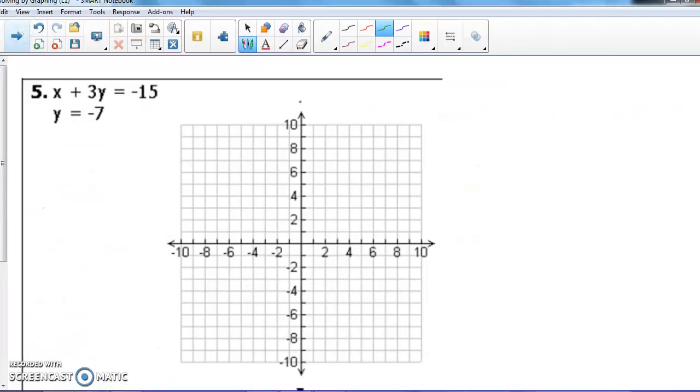Okay, similar with number 5. In a second, I'm going to ask you to pause it. Make sure you remember that second equation, something that looks like y equals negative 7. That's just a horizontal line. So pause it, try it, then we'll check.